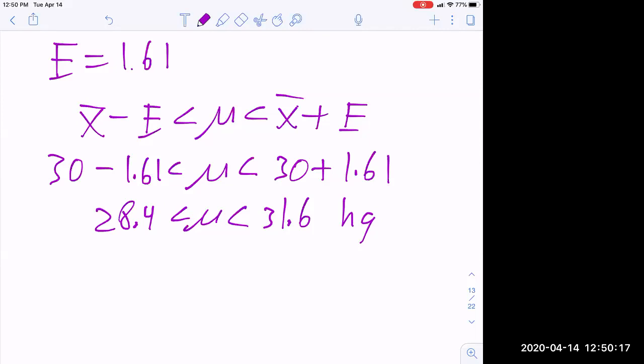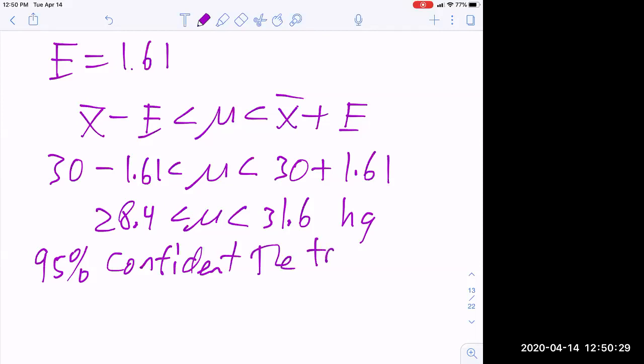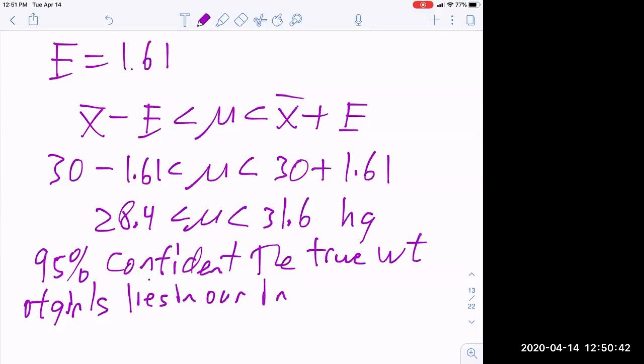So what we can say now, given our sample, we could say that we are 95% confident the true weight of girls, notice we're talking about the population now, lies in our interval. So we just built a confidence interval for the mean weight of newly born girls.